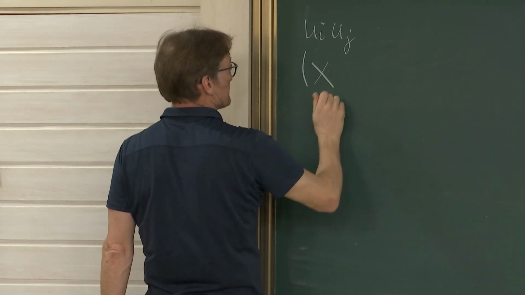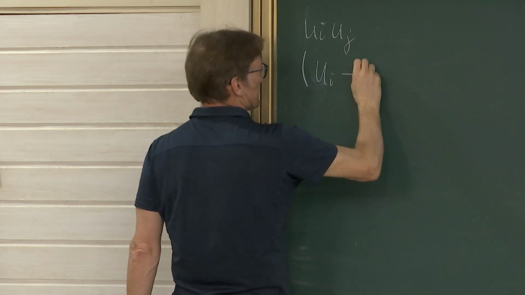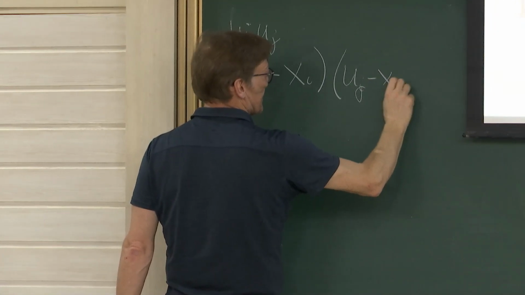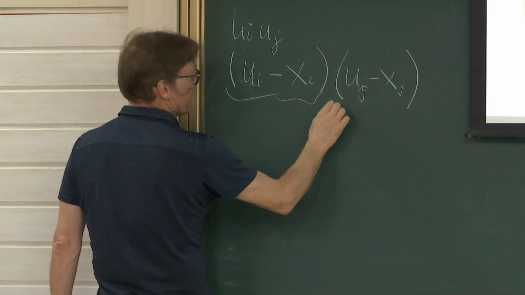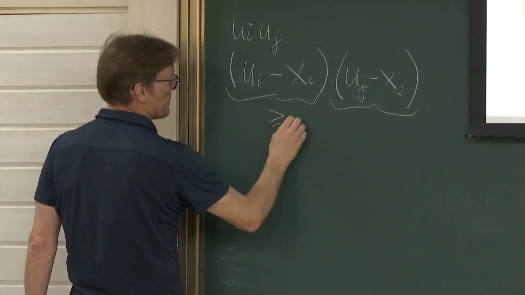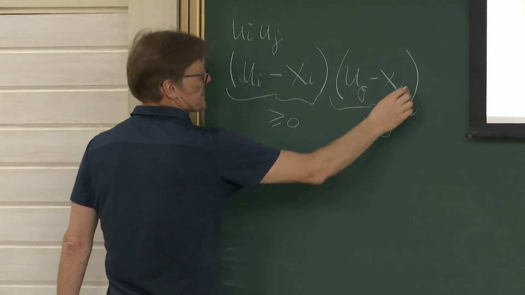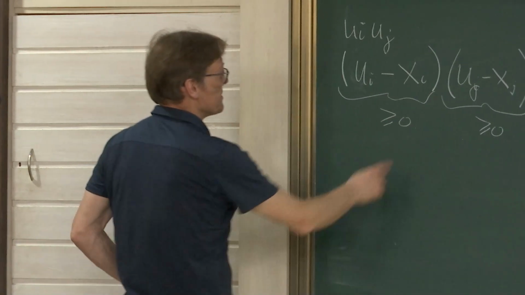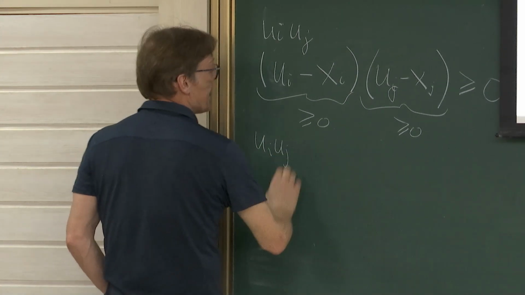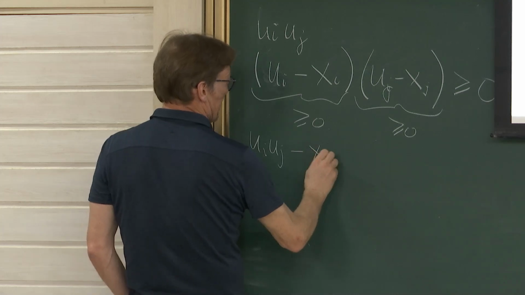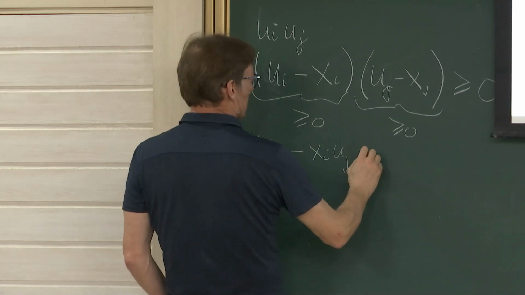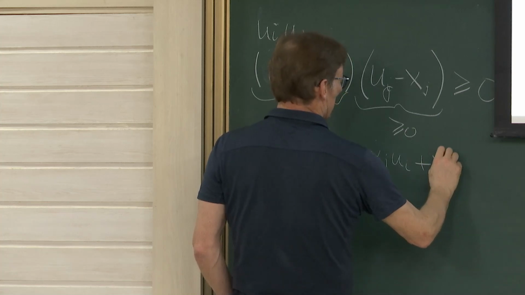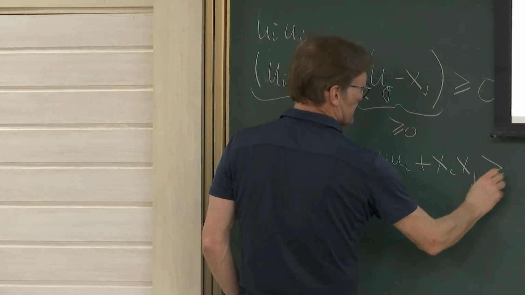Okay, so you took the two valid bounds, which is ui minus xi, and you multiplied it by uj minus xj. We know that because these are valid bounds, these are both greater or equal to 0. So when I multiply them together, I have something that's greater or equal to 0. Then you just multiplied them out. So you then get ui uj minus xi uj minus xj ui plus xi xj is greater or equal to 0.